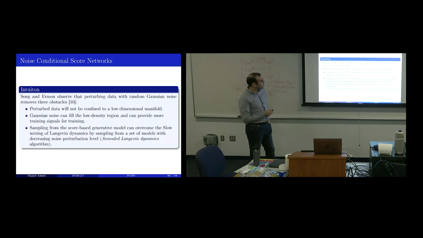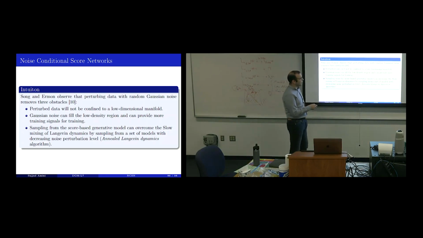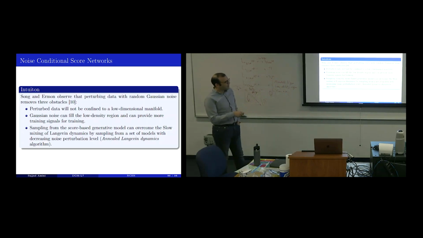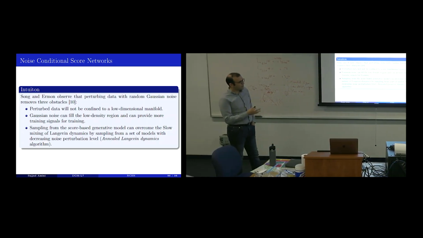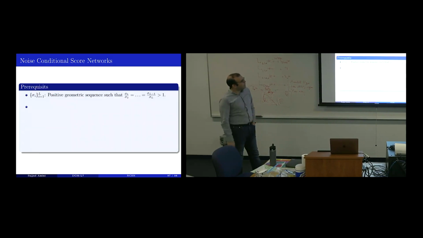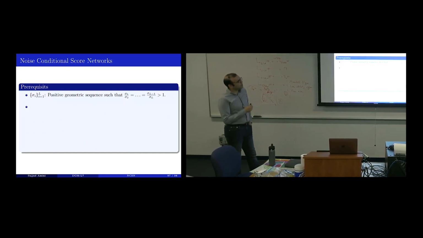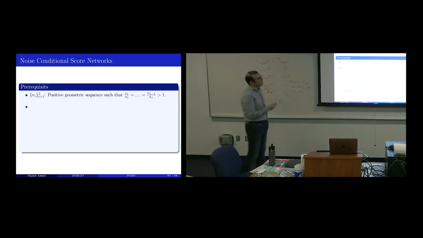And sampling from a score-based generative model can overcome the slow mixing of Langevin dynamics by sampling from a set of models with decreasing noise perturbation levels. This third part is not clear now, but we will make it more clear at the end of this presentation. So what happened in noise conditional score networks?